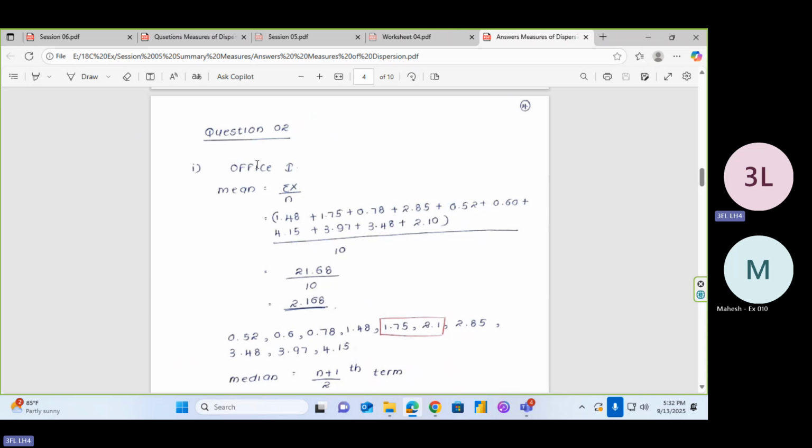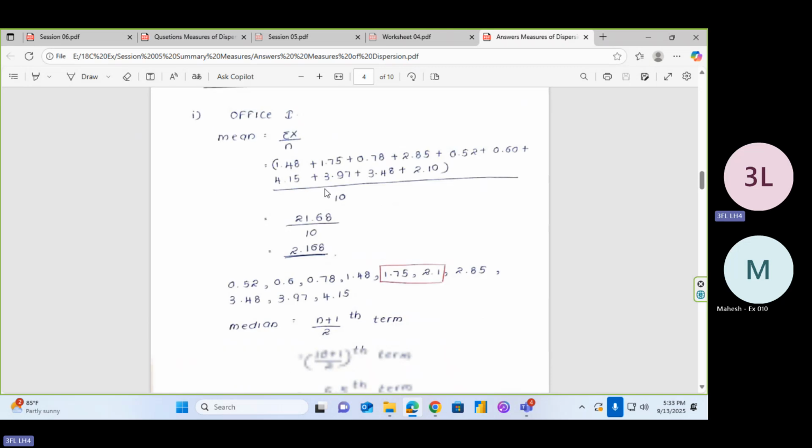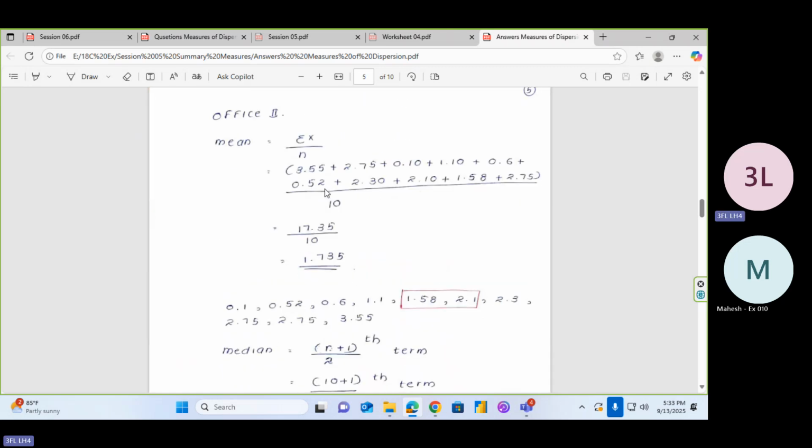What is the mean value of office 1? 2.168. And have you got the answer? Mean value of office 1, 2.168. Office 2 mean value, 1.735. Okay.